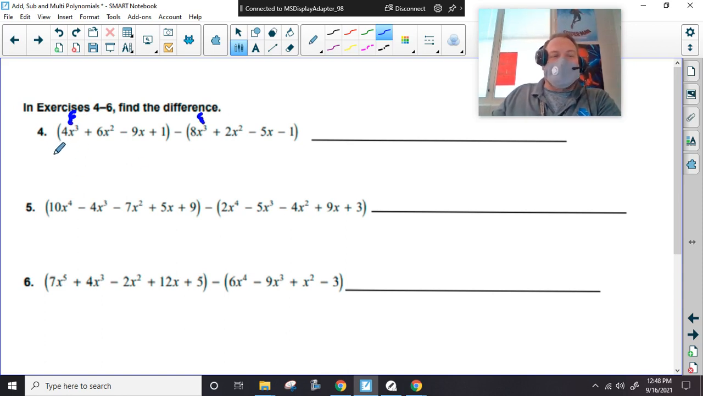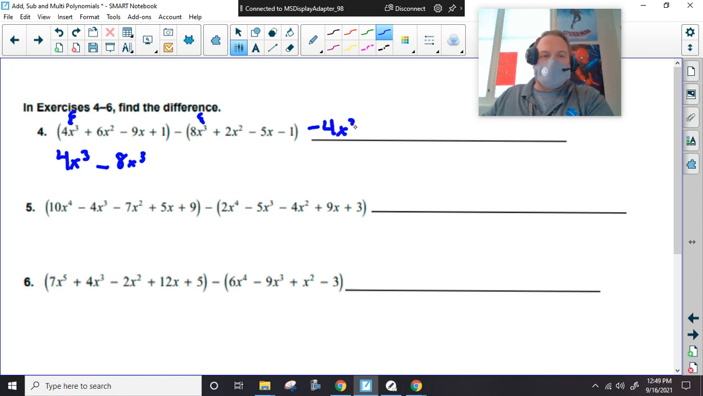But some people will do this. They'll say this is 4x cubed minus 8x cubed. So they'll really pull them down like that. And I have more students that do this now, which would be negative 4x cubed. All right. So we got a squared and a squared. So plus 6x squared minus 2x squared. So another 4.